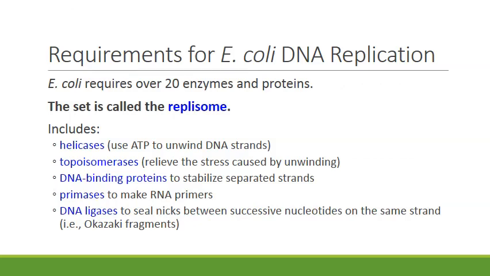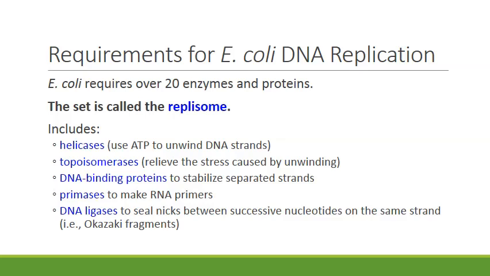So DNA replication in E. coli requires over 20 different enzymes. So not just DNA polymerase, but a bunch of enzymes associated with the DNA polymerase. We call this the replisome. So all of the enzymes involved in the entire replication process. This includes enzymes called helicases. So helicases use ATP to unwind that double-stranded DNA. As I mentioned, those base pairs are pretty stable between the two strands, so we need energy to come in there and separate the strands.